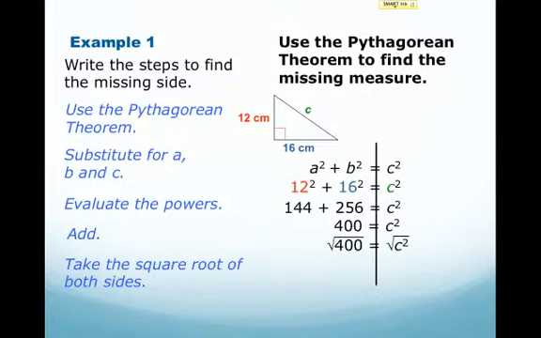So my answer is going to be 20 centimeters equals c. Don't forget your units. So the hypotenuse, the missing side of the triangle, is 20 centimeters. And again, it's the longest side, and it's called the hypotenuse.